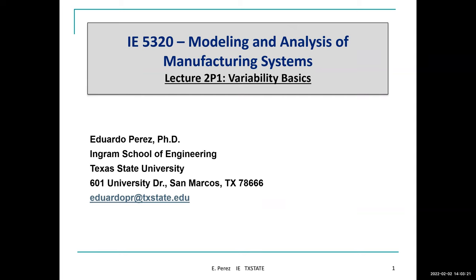This new topic is called variability basics. So far in our analysis, we were assuming that the variability was not taken into account, meaning that we were assuming that the performance was given by deterministic numbers. Say, okay, we know the processing time is going to be this much. And using that information, we can compute some of these performance measurements. So today we're going to start accounting for this additional aspect, which is called variability.